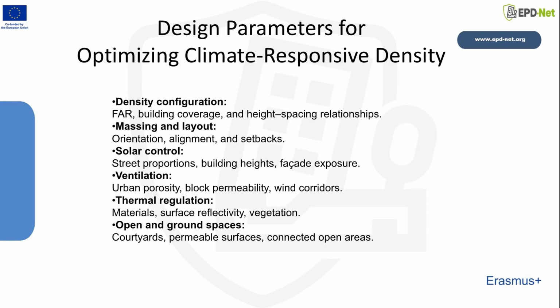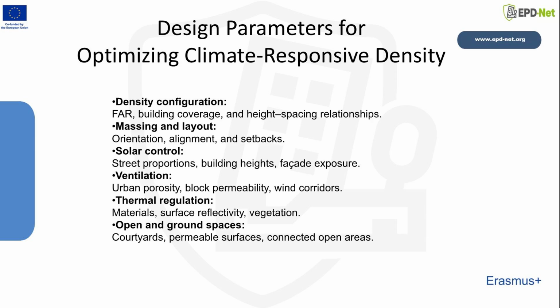Designing climate-responsive density requires moving from analysis to strategy. The first parameter is density configuration. This includes floor area ratio, building coverage, and the relationship between height and spacing. Density is not only about how much is built, but how built volume is distributed in space.